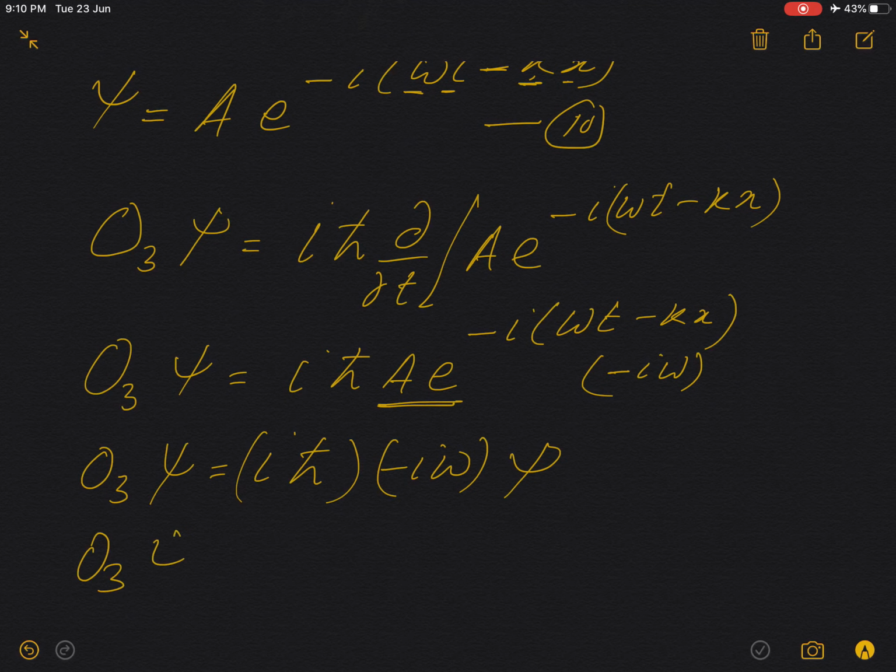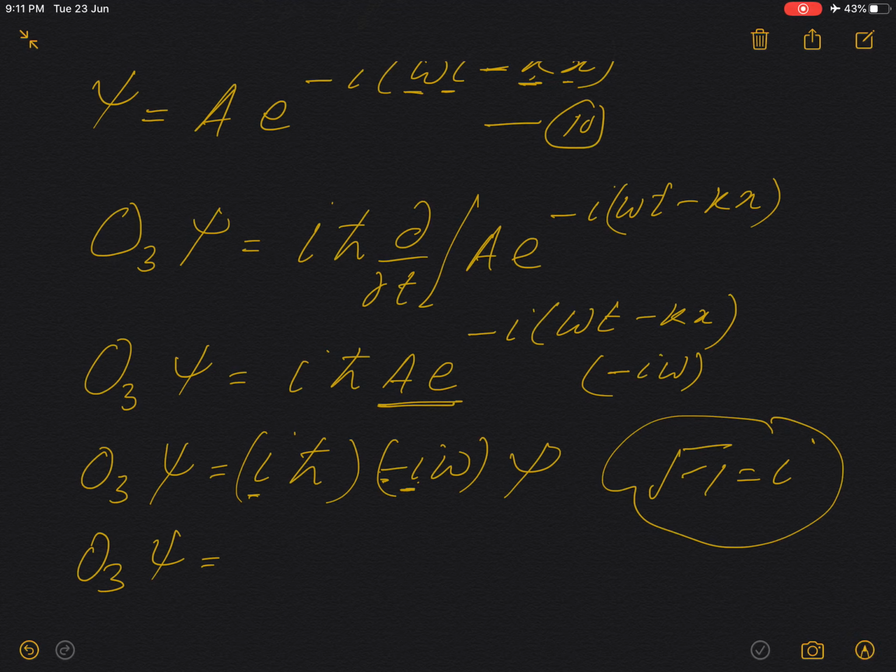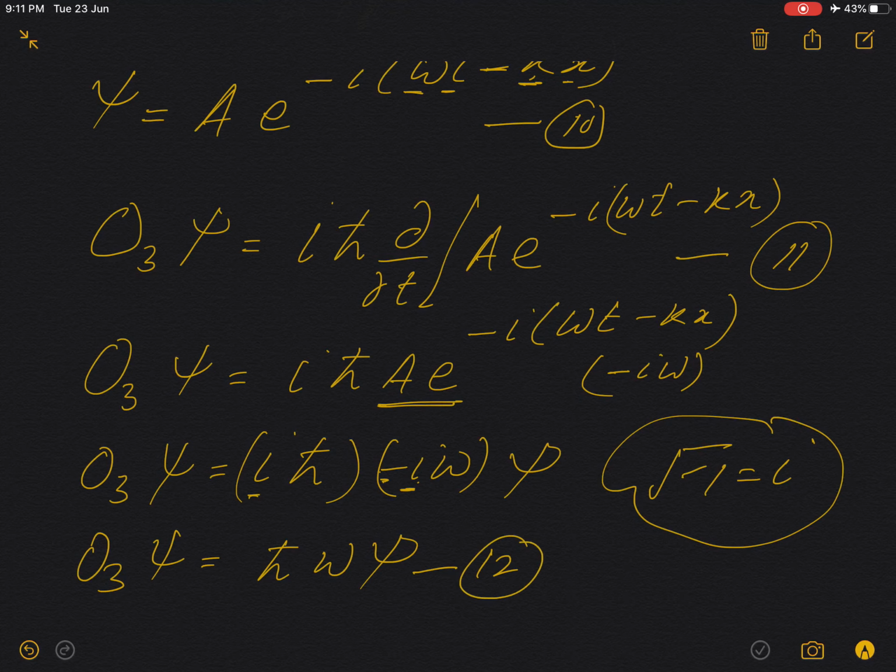So we again got O3 into psi equal to... this i is exactly as when you find the square root of minus 1, it's i. So this is what this i is. When I square i, I will be getting minus 1. So this i into this i gives you minus 1. Minus sign is already existing there. This becomes minus minus, so it becomes ħω psi. Let me call this equation number 11, and let me call this equation number 12.